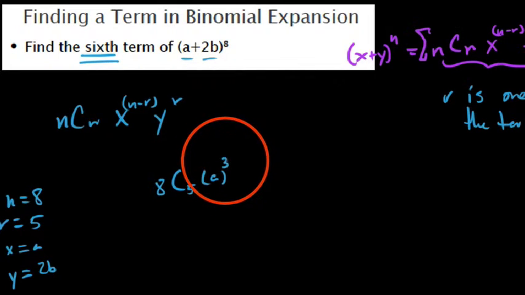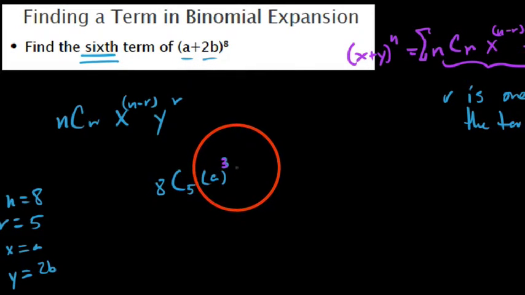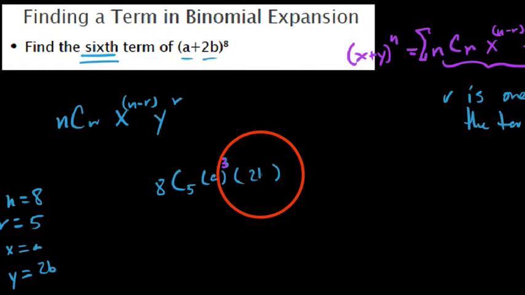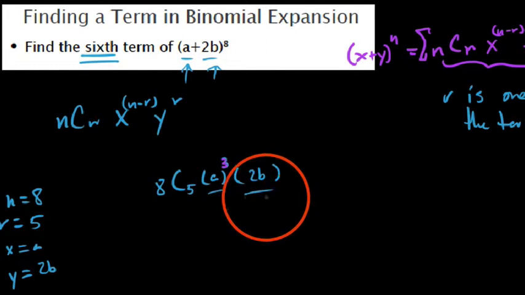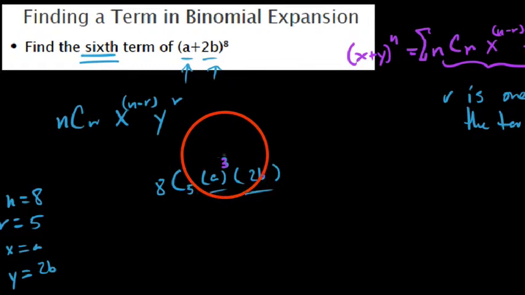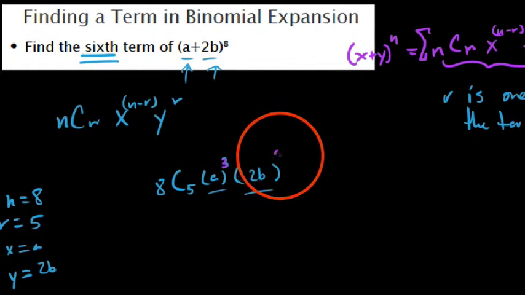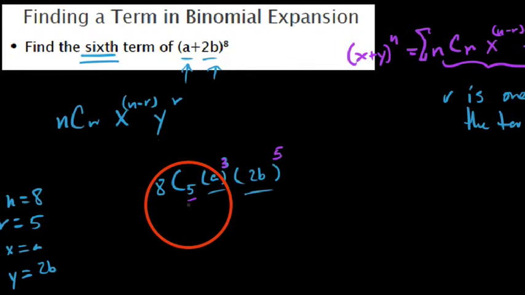So I get 3. I'm going to share an interesting fact with you here in just a second though. And then my second thing here is 2b. Now these were the two terms we had in the first place, so this really isn't the mystery here that you get a and 2b. But this is to the third power, and then this is to the fifth, because this 5 here has to be the same as this.